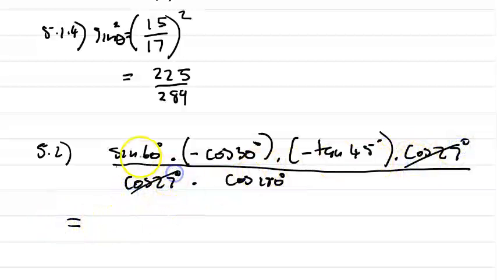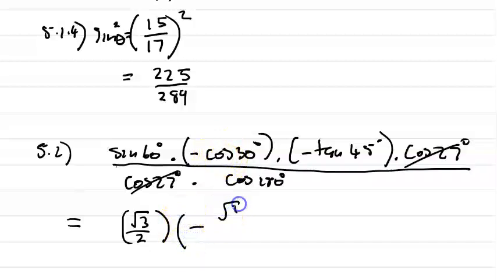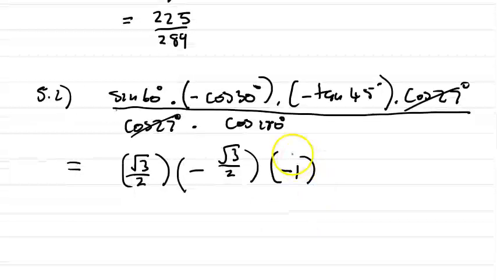Sine of 60 is root 3 over 2. Cos of 30, or minus cos 30, is minus root 3 over 2. Minus tan 45, remember tan of 45 is 1, so that's going to be minus 1. And the cos of 180.